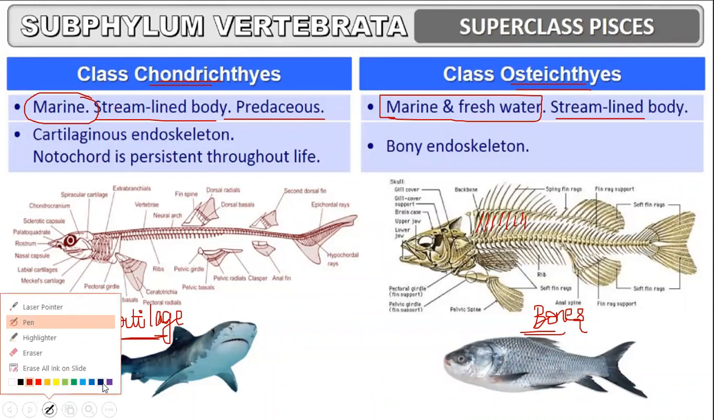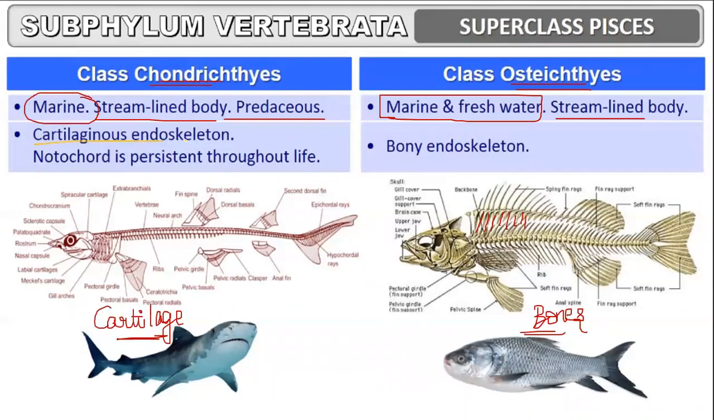The next statement is that a cartilaginous endoskeleton is present. In class Chondrichthyes, a cartilaginous endoskeleton is present and the notochord is persistent throughout life. Important. Whereas in Osteichthyes, you will observe a bony endoskeleton. So, marine and freshwater, both have a streamlined body. Chondrichthyes have a cartilaginous endoskeleton and the notochord is present throughout life. Osteichthyes consist of a bony endoskeleton.